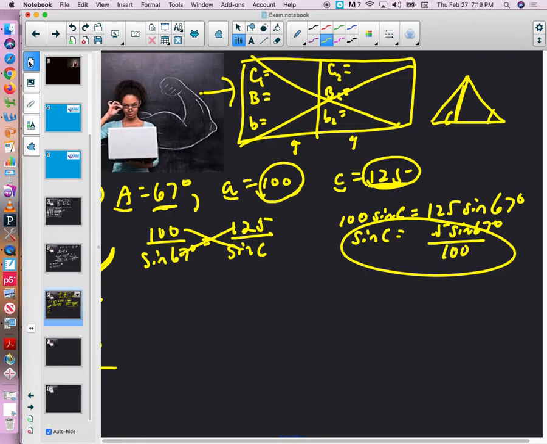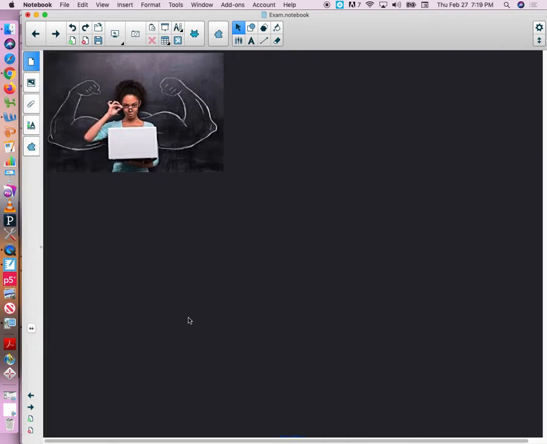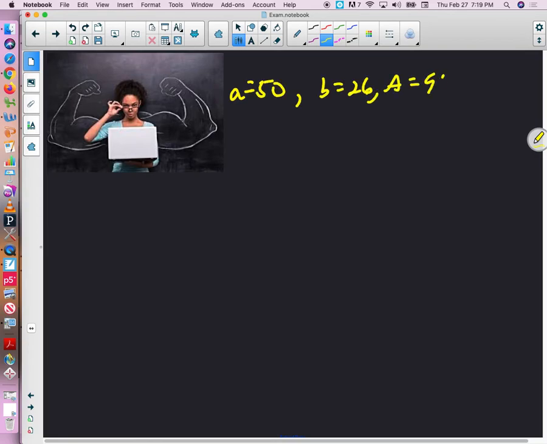All right, so I have a is 50, little b is 26, and angle A is 95. I'm going to say law of sines because I have two of the same letter: a over sine A equals b over sine B.